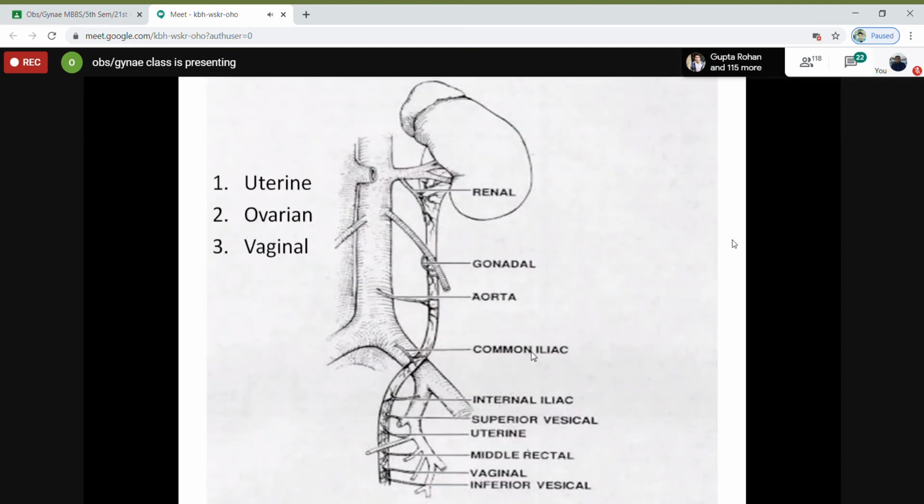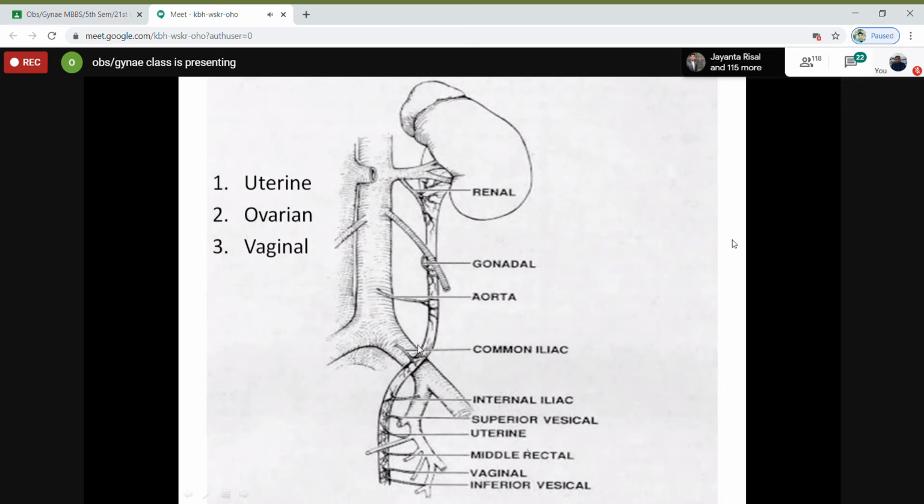Okay, now we are coming to the blood supply of the uterus. It is by the uterine artery, the ovarian artery, and branches from the vaginal artery. Here you can see the ovarian artery is a direct branch from the aorta. So it comes directly from the aorta.